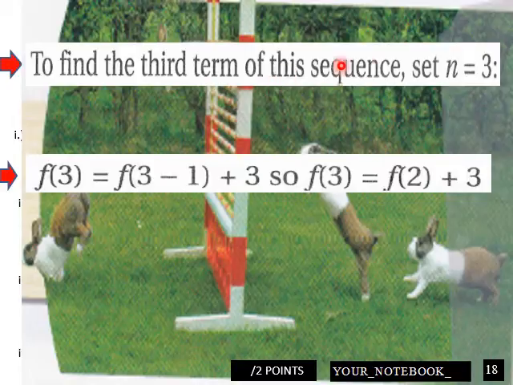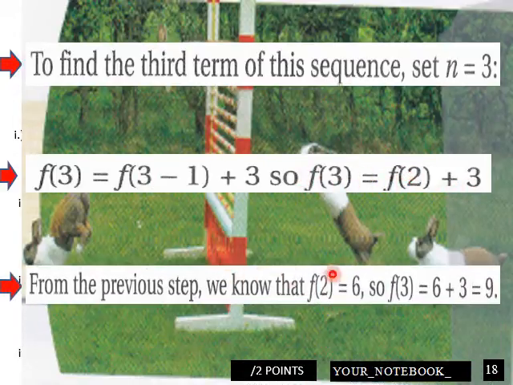To find the third term of the sequence, set n equals 3. So f of 3 equals f of 3 minus 1, plus 3. So f of 3 would equal f of 2 plus 3. From the previous step, we know that f of 2 equals 6. So f of 3 would equal 6 plus 3, which equals 9.